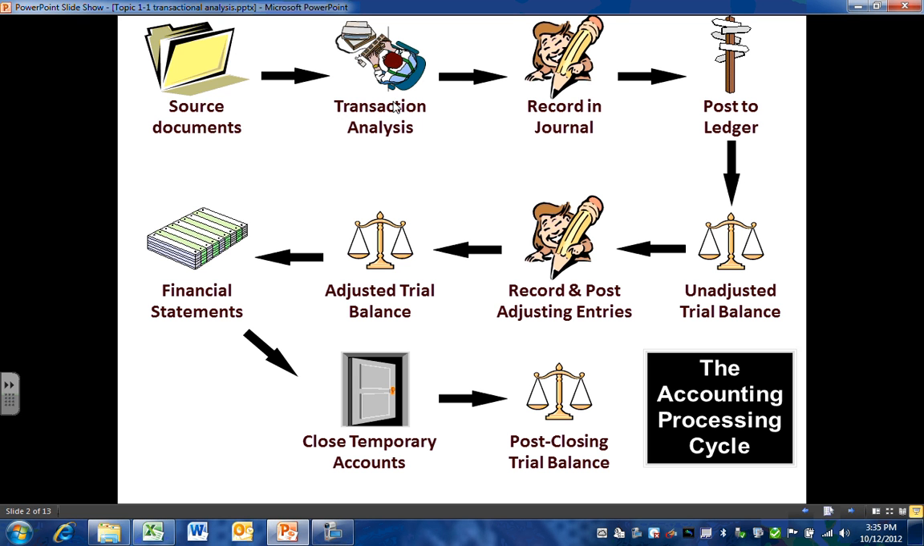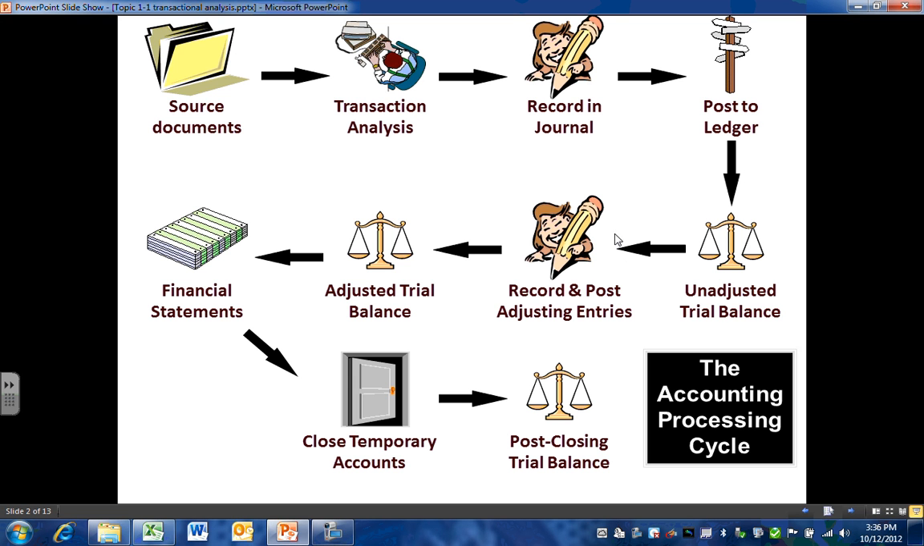Once the transactional analysis is done, well, then we will take over into the bookkeeping process, which records the event in the database. In the old days, the database consisted of two books, the journal and ledger. Well, obviously today, the database is going to be electronic. The database will maintain a running balance in each of the accounts. At any given point in time, we could ask for a report that is called the unadjusted trial balance.